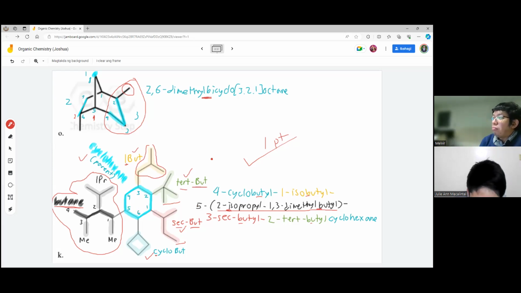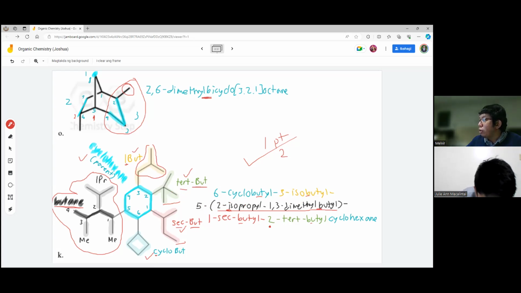Why not go toward the other side, let's say toward cyclobutane? Okay. Yeah, that's possible. Because tert-butyl is next in the letters. Only the numbers will change there. So this is no longer cyclobutyl. Right? This is over 2. What's the number? Yes, your numbering is correct. Your numbering is now correct, Josh. Okay, good. 3, okay. 6, cyclobutyl. 3, isobutyl. 5, 2-isopropyl-1,3-dimethylbutyl. Then, dash, 1-secbutyl. Dash, 2-tertbutyl.